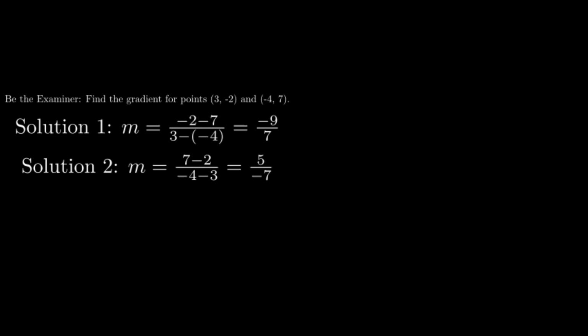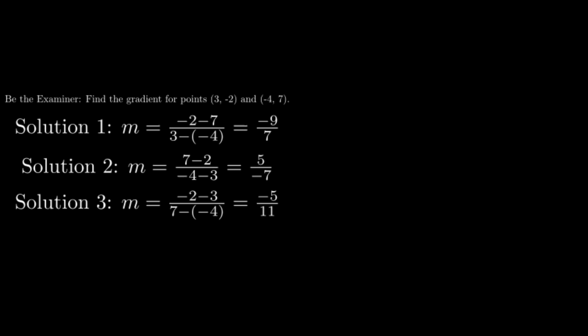Now look at this second attempt. Here, the student used y2 from one point, but y1 from a different problem. Or perhaps miscopied the point (3, -2). The y-coordinates should be 7 and -2. The calculation should be 7 minus -2, not 7 minus 2. This is a common mistake, so always double-check your points.